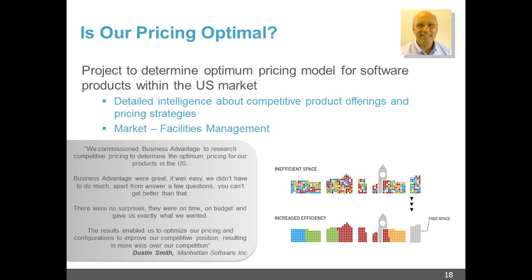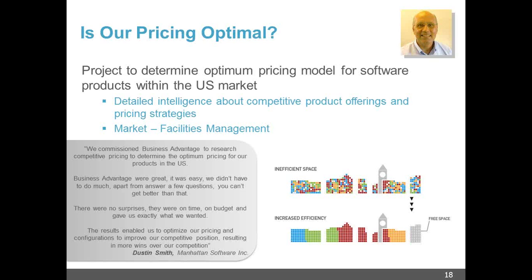So the challenge here for Manhattan Software was that they were working against major competition. They were not sure if they were winning business but leaving money on the table, the price was too low, or if they lost, were they losing because the price was too high. So they identified, obviously, their leading competitors, and we researched, in this particular case, the competitors' pricing.